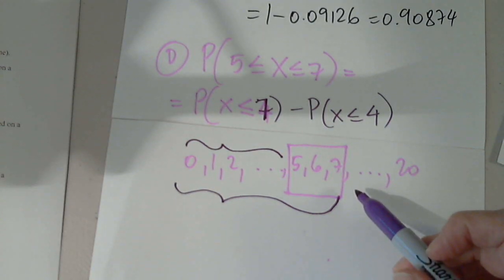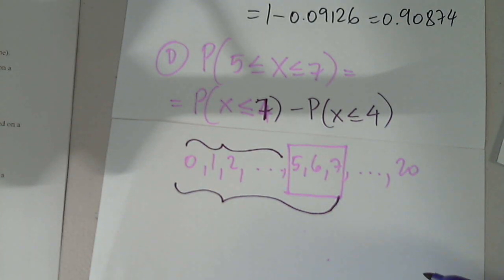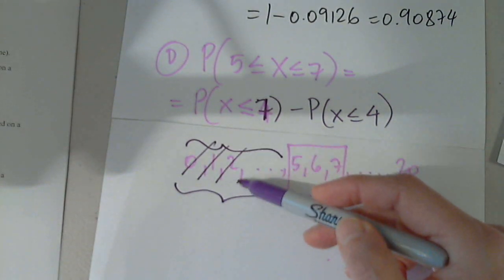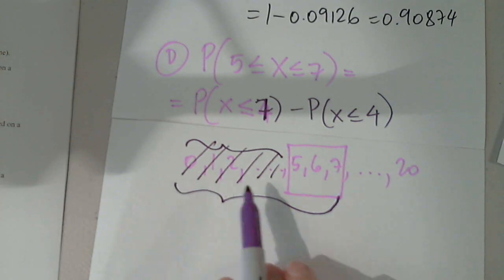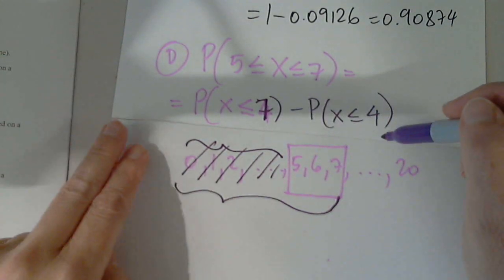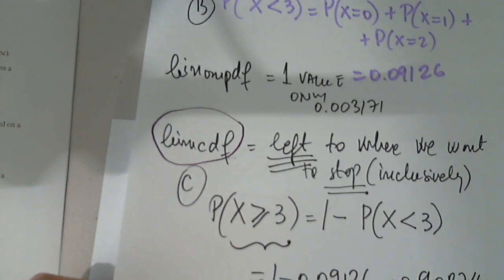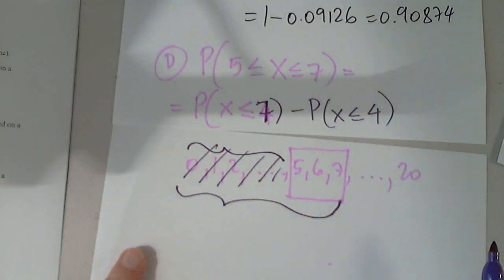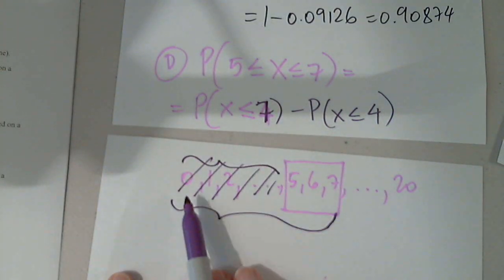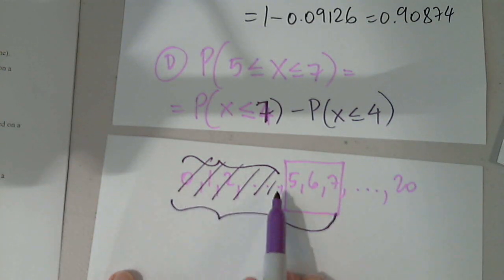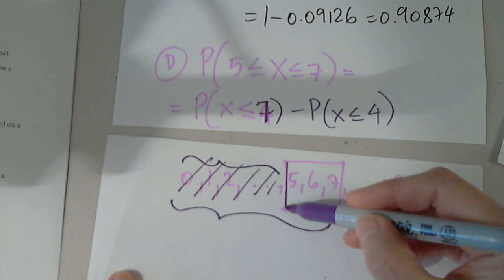In order to include 7, I will have the entire probability including 7, but I have to subtract what I don't need. I don't need the probability for 0 to 4. Why do I need to use this? Because the CDF needs to start from the leftmost point. So this one will calculate the probability between 0 and 7, and this one will calculate the probability between 0 and 4. When I subtract them, I get this probability.